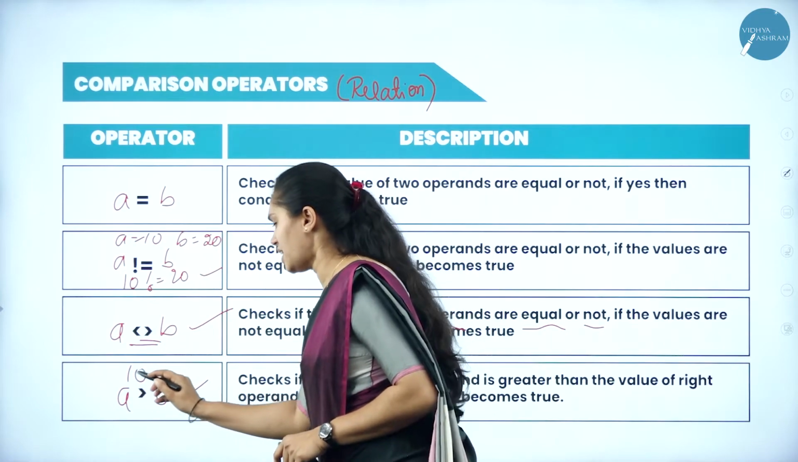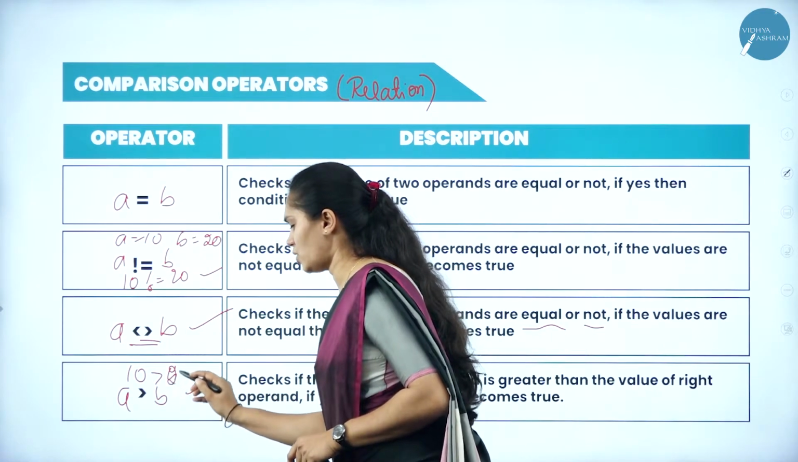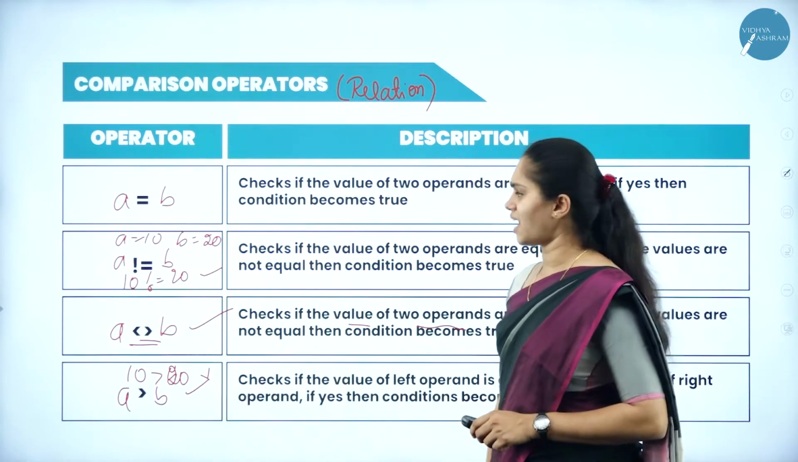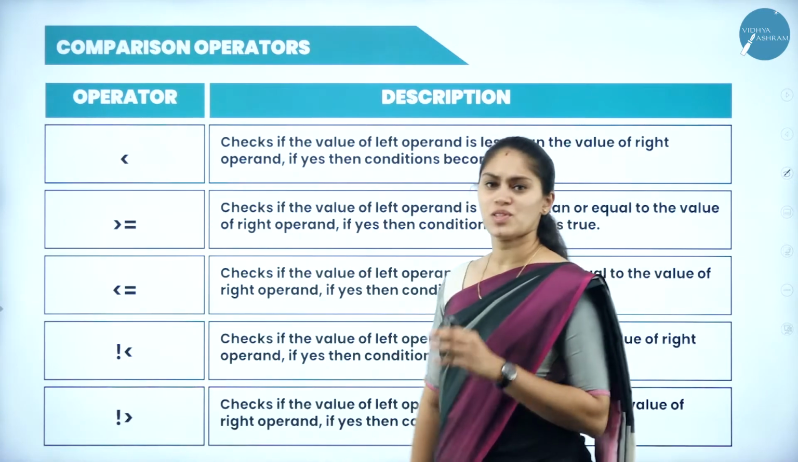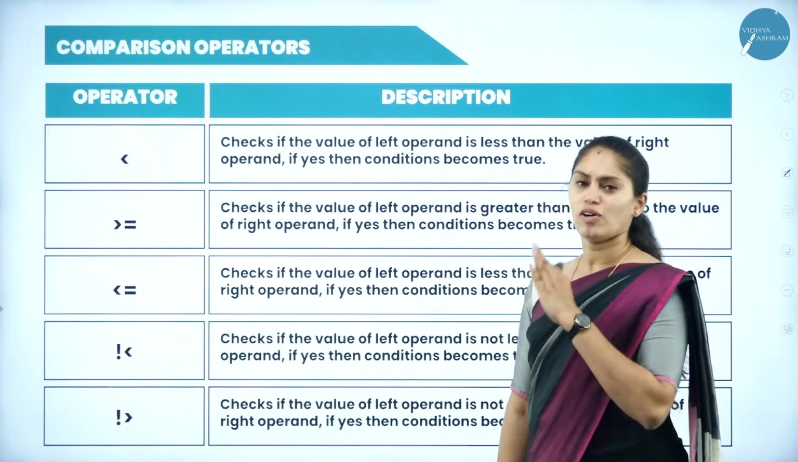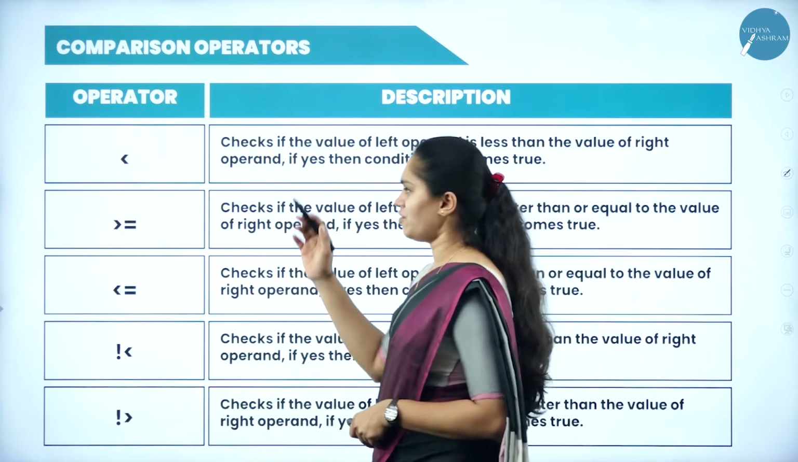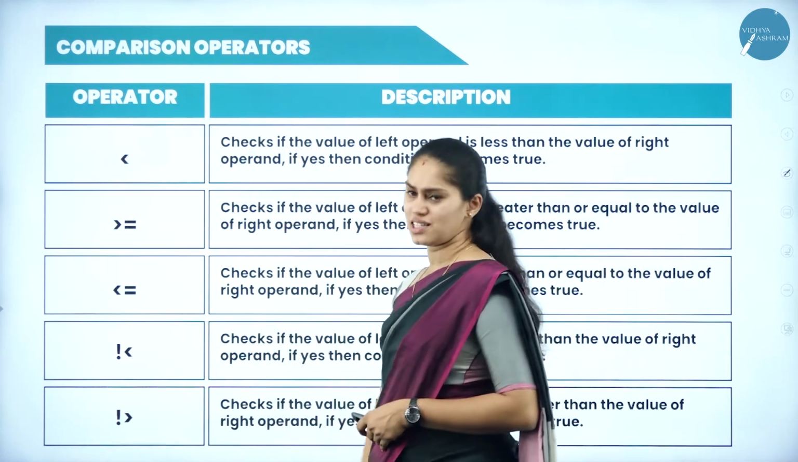So is 10 greater than B, or 10 greater than 20? It is false. It returns false in this example. Next we have lesser than. It will check whether the variable on the left hand side is lesser than the variable on the right hand side. If it is so, then it will return true, otherwise it will be false.